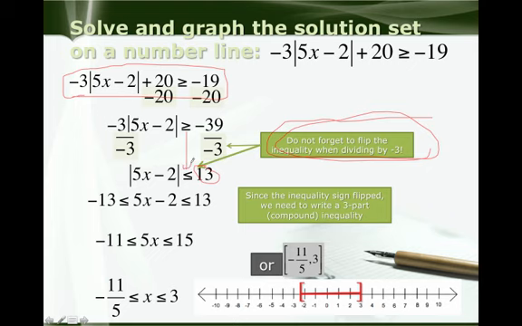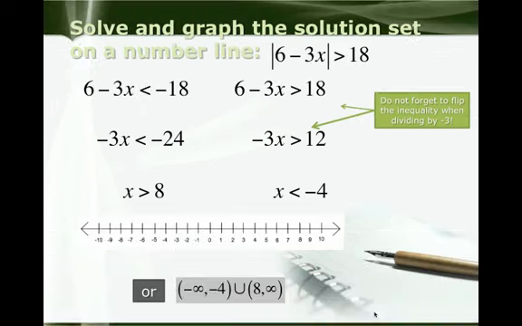Now I have an absolute value less than or equal to 13, so because it's less than or equal to, I write my compound or three-part inequality, and then I just need to solve that. I add 2 to all three sides, and then I divide all three sides by 5, and I get negative 11/5 less than or equal to x less than or equal to 3. And that is a bracket. Let me grab my pen again so you know what I'm talking about. That gives a bracket on the negative 11/5 and a bracket on the 3, and you can see I did that with the number line as well.